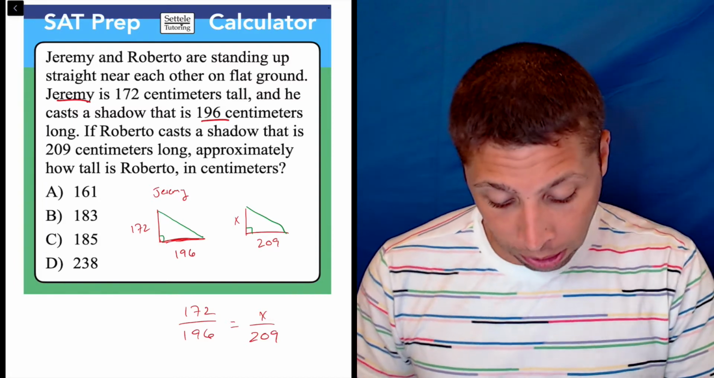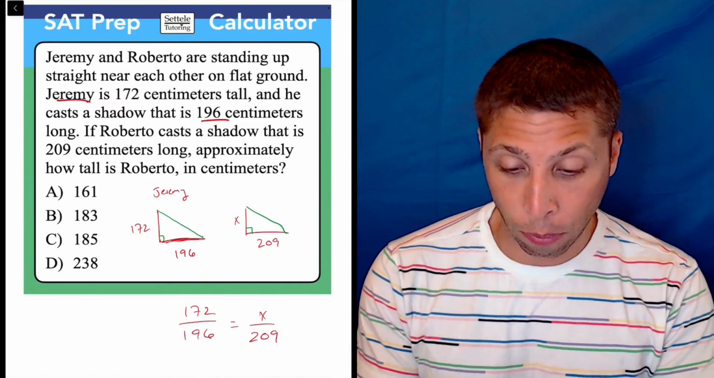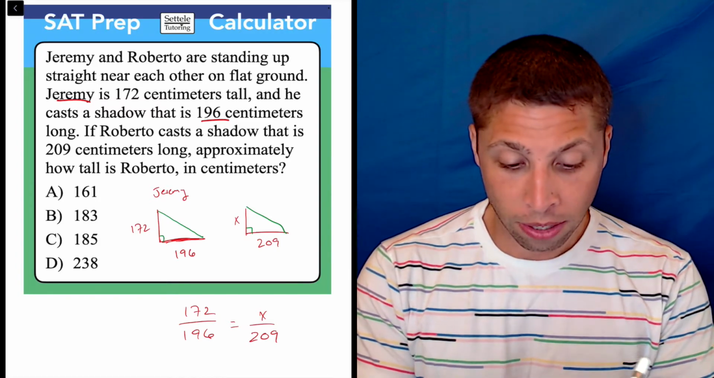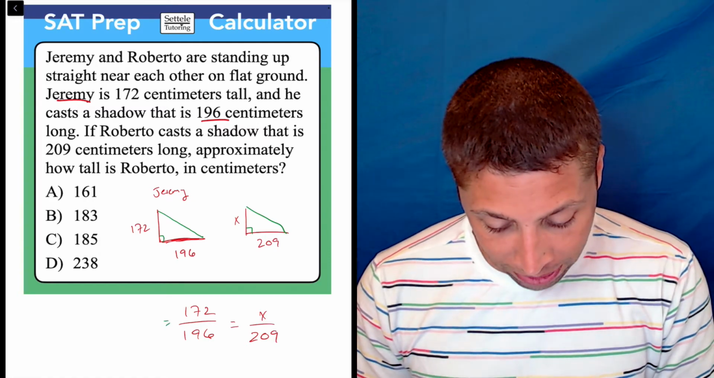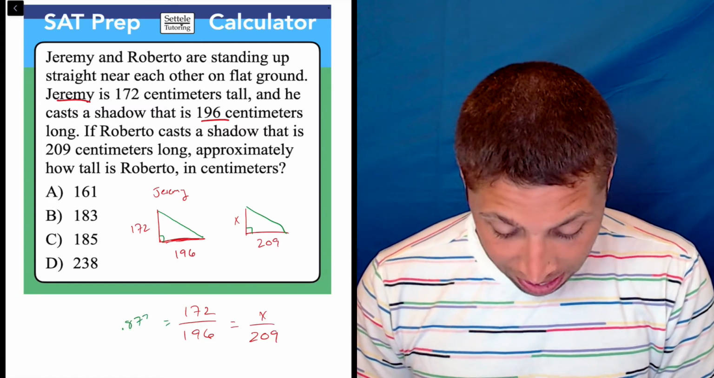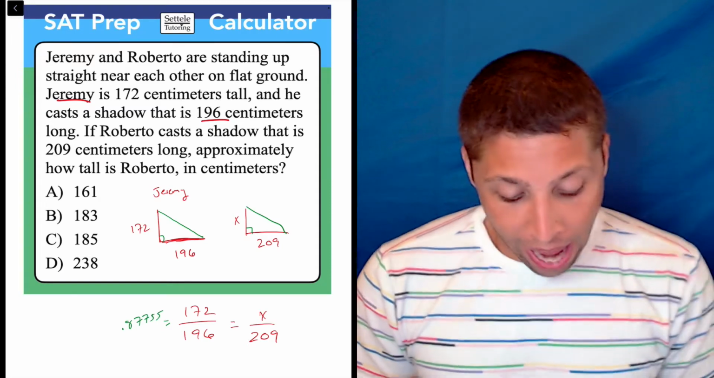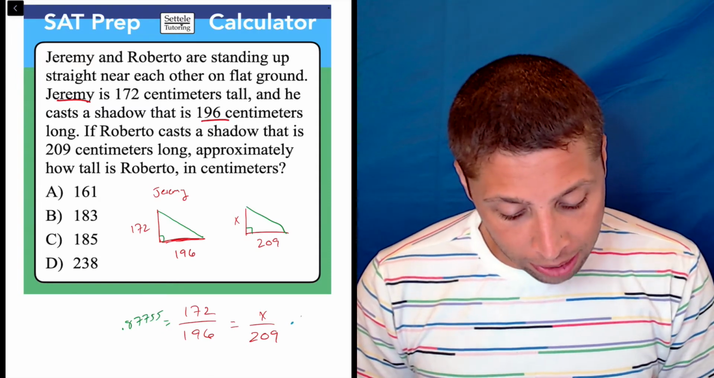So what I would do here actually is do 172 divided by 196. So 172 divided by 196. That is some crazy number. I'll abbreviate it a little bit: 0.87755. And then I would multiply both sides by 209.